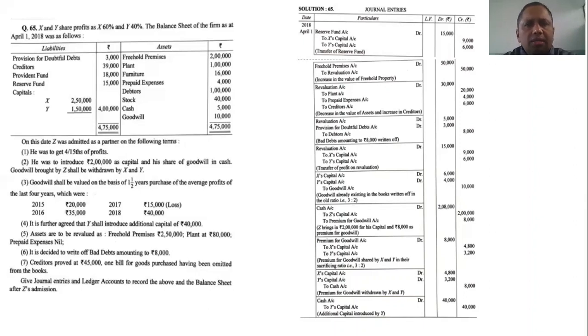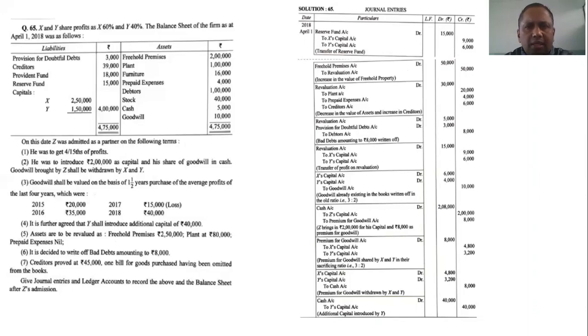So the journal entry is: Revaluation Account debited to Plant, decreased by 20,000, to Prepaid Expenses 4,000, to Creditors, liability increased by 6,000. So the total of 20,000, 4,000 and 6,000 is 30,000, which is debited to the revaluation account. So the journal entry is: Revaluation Account debited to Plant, to Prepaid Expenses, to Creditors.